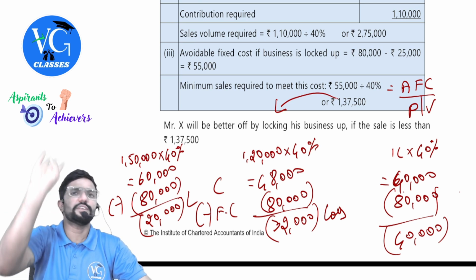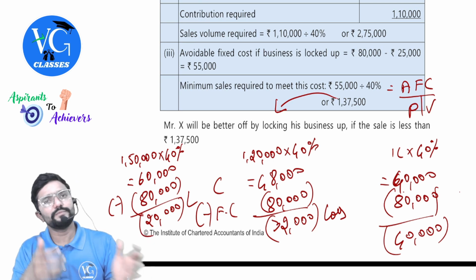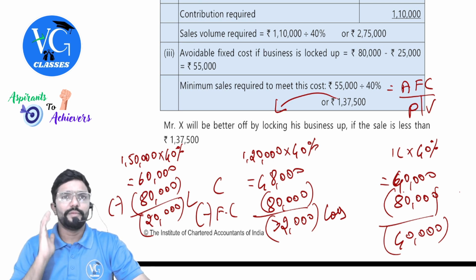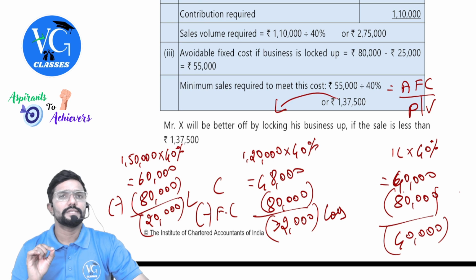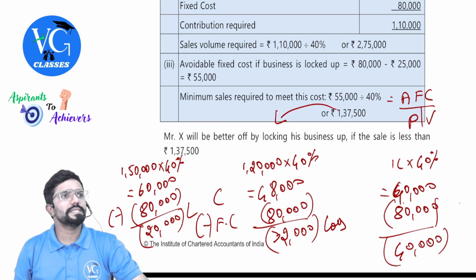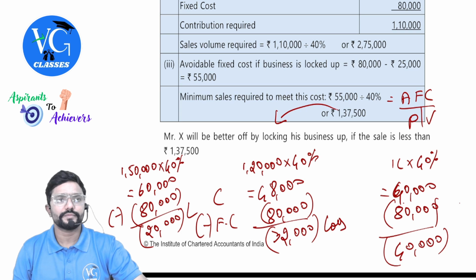If you use the second formula, what do you get? Units. Assume, guys, you get 3,000 units. What is the meaning of it? If your sales is less than 3,000 units, better shut down. If it is more than 3,000 units, continue. Below this is the minimum sales. This is the minimum sales required to continue the operations. Full stop. Next line you write.